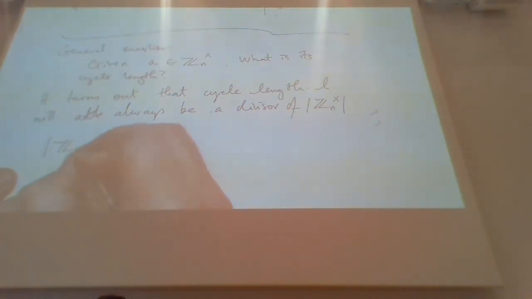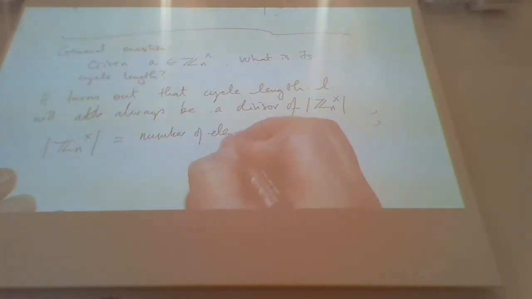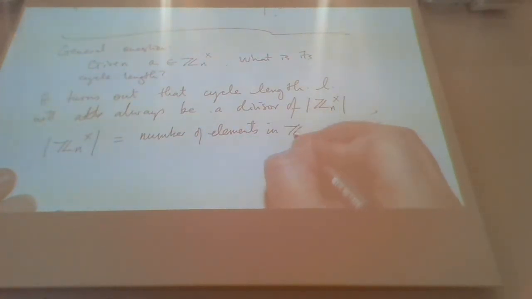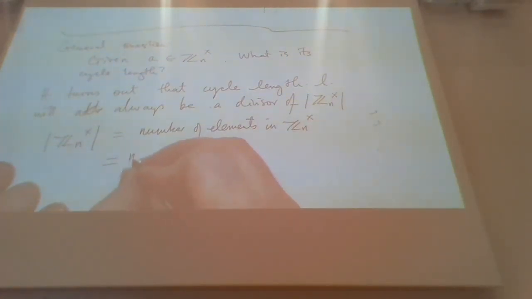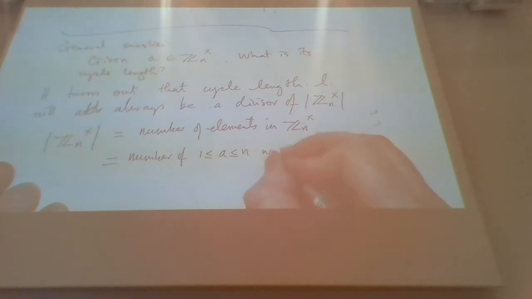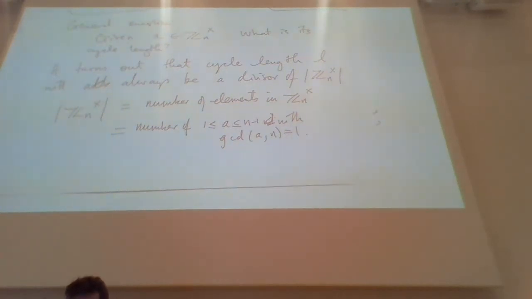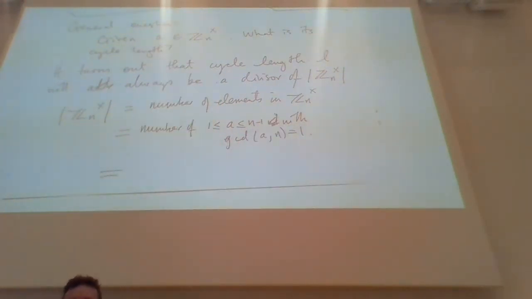So the modulus of Zn equals the number of elements in Zn, i.e. it's equal to the number of a's between 1 and n minus 1 with the GCD of a and n being 1, because that's the membership criteria for being in Zn. Because this quantity restricts the possible cycle lengths, it's an important number to know about.